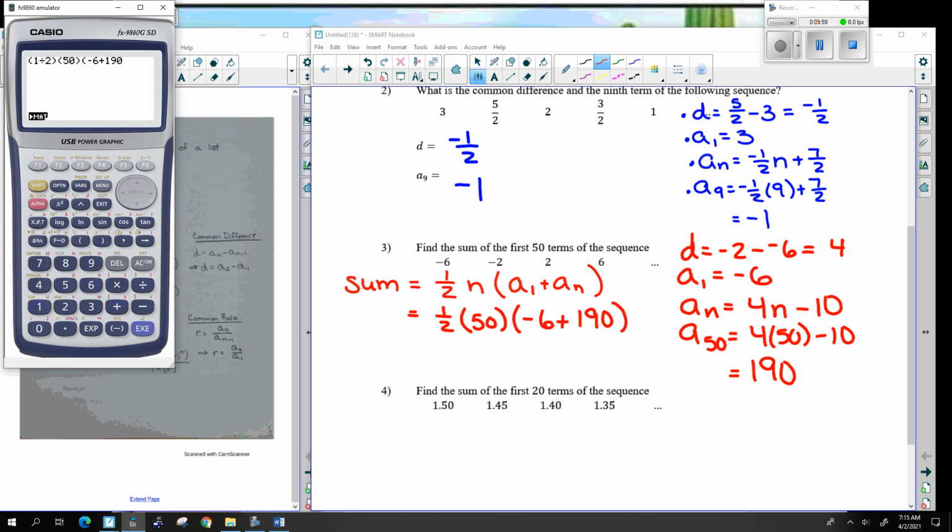I'm good to go. So if you were to add the first 50 numbers of this set up, that would be 160.